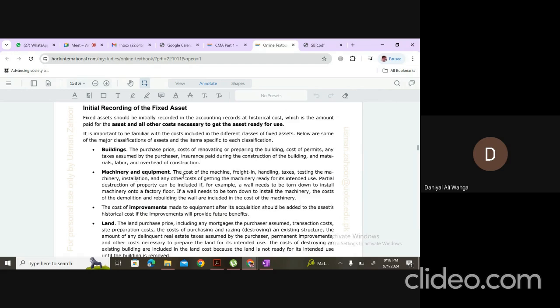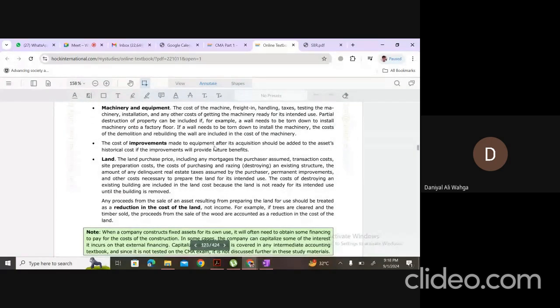For machinery and equipment, the cost of the machine, the freight and handling, taxes, testing, the machinery installation, and any other cost in getting the machinery ready for its intended use are included. Partial destruction can also be included if, for example, a wall needs to be torn down to install the machinery on a factory floor. The cost of the demolition and rebuilding of the wall is included in the cost of the machinery.